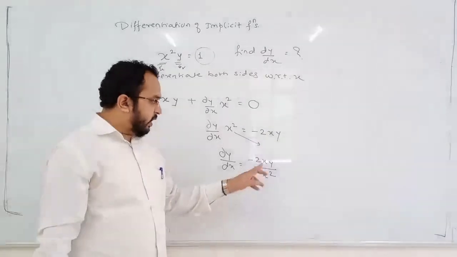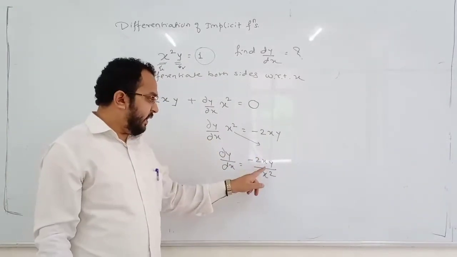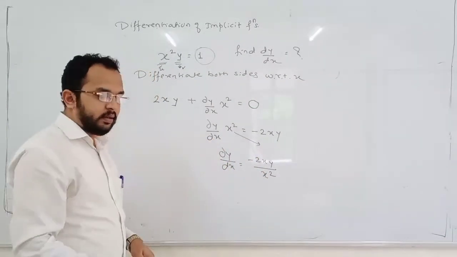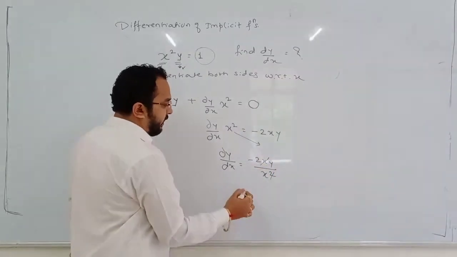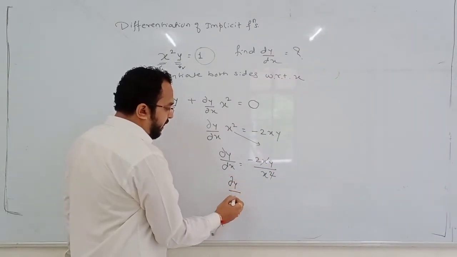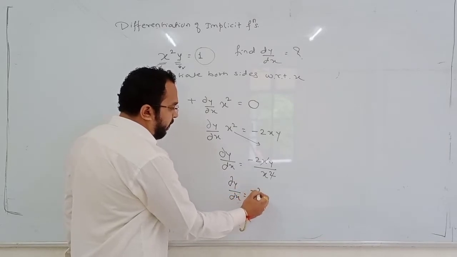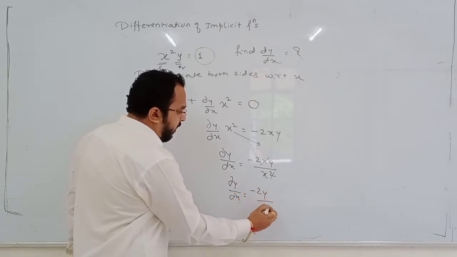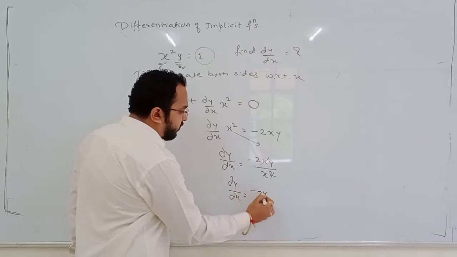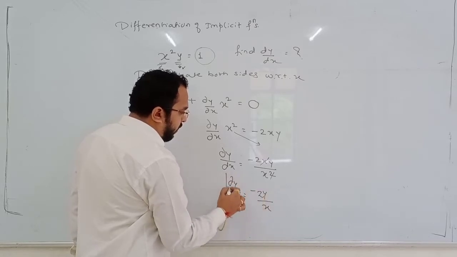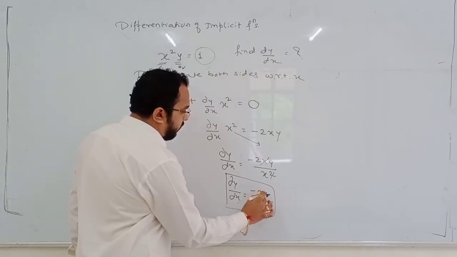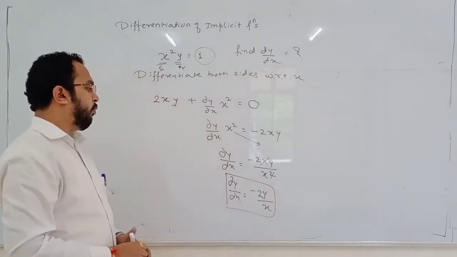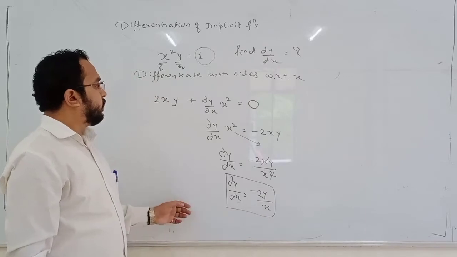लक्षात घ्या, इथं एक सिंगल x आहे आणि खाली दोन x आहेत. इथं सिंगल x आहे, इथं दोन x आहेत. हा x यातल्या एका x ला कॅन्सल. So dy by dx will be equal to minus 2y upon x. Minus 2y upon x. So this is the difference.